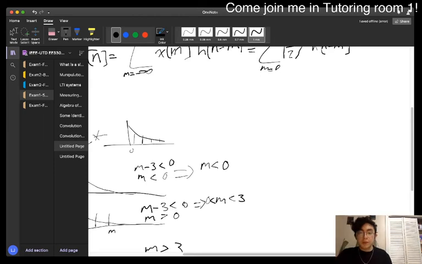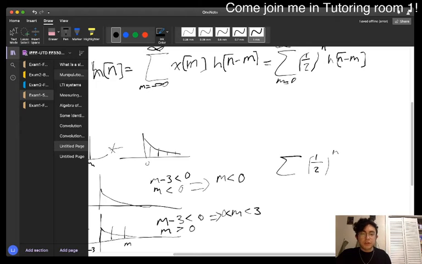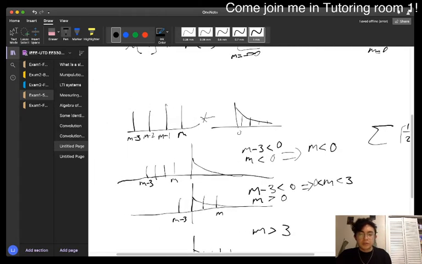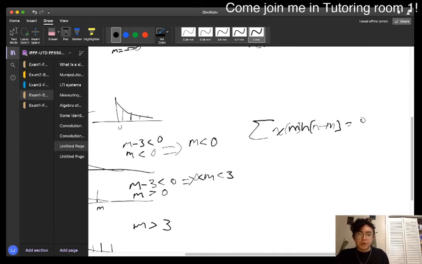So let's go ahead and write out the summation again. Sum of 1 minus half n. So notice that there's no overlap in this first case. So for m less than 0, the summation of x n h n minus m, this should be m, is equal to 0 for m less than 0.